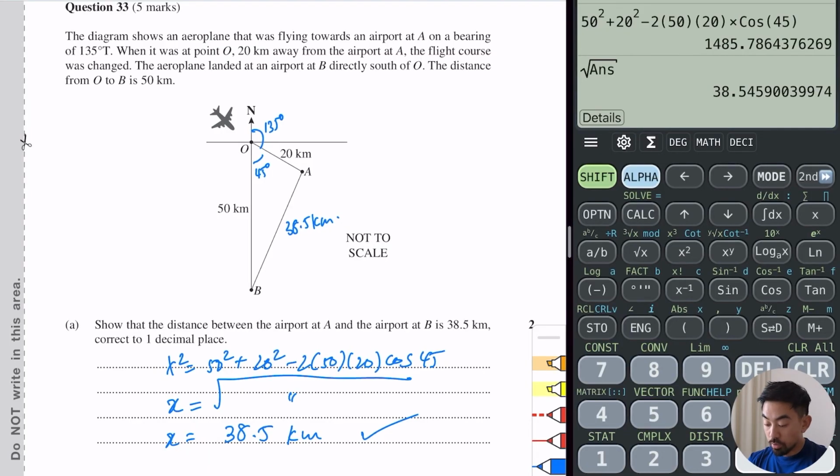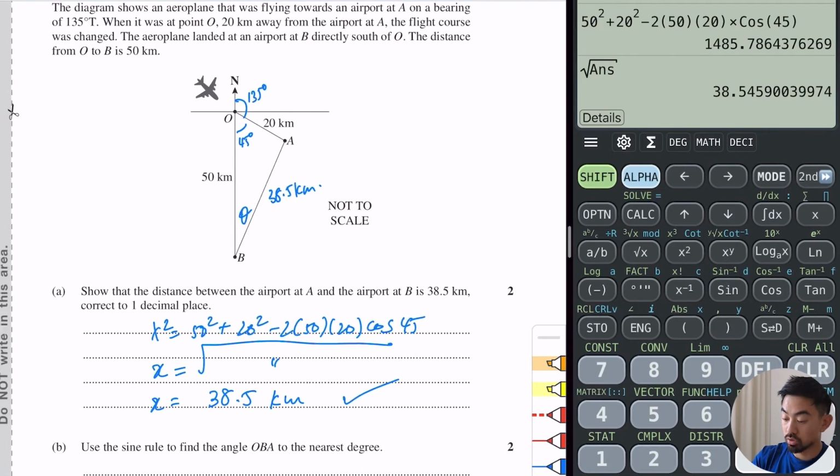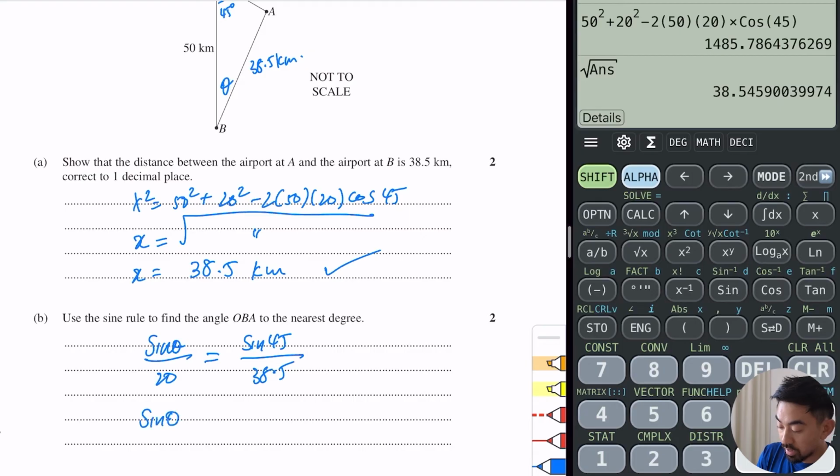Okay, B, use the sine rule to find angle OBA. So we were trying to find this angle here. And it looks like we can clearly do a straight sine rule. So we've got sine theta over 20 because it's opposite, and we've got sine 45 over 38.5. Sine theta will be 20 times this. And obviously shift sine to find the angle.